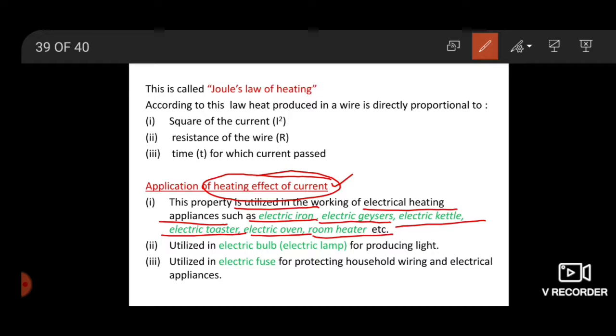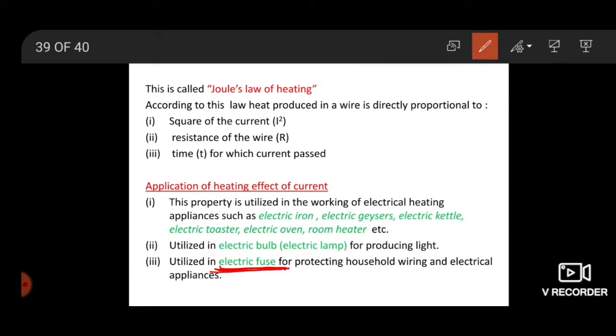It is also utilized in the electric bulb, or electric lamp, for producing light. It is also utilized in the electric fuse for protecting household wiring or electric appliances from damage when a large amount of current flows in the circuit. This electric fuse we will discuss in the next chapter, the magnetic effect of electric current.